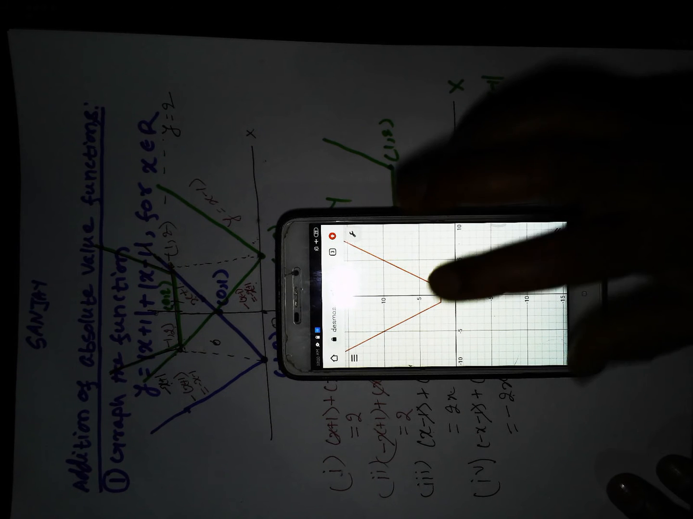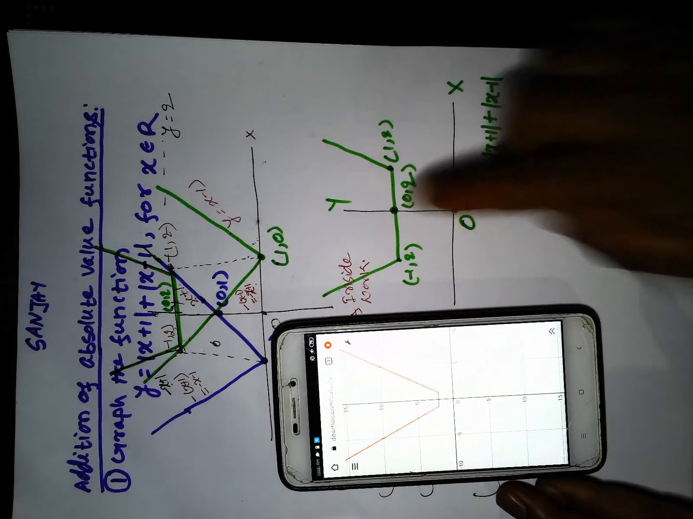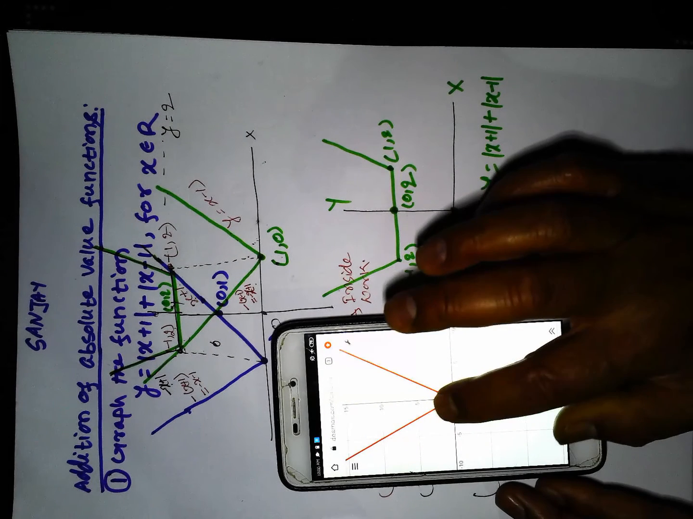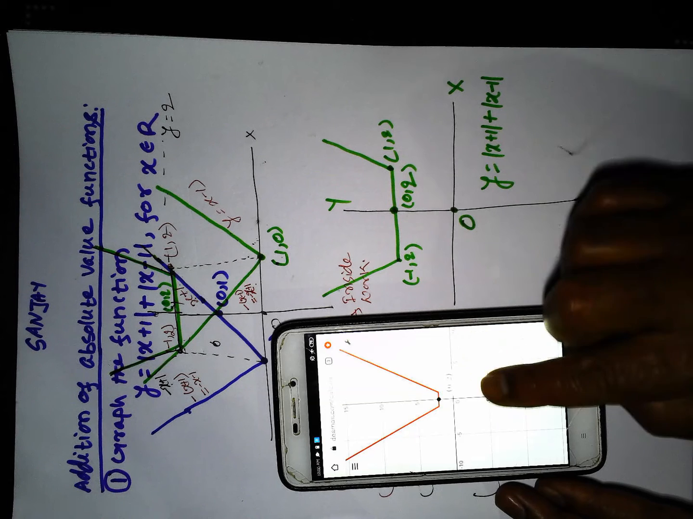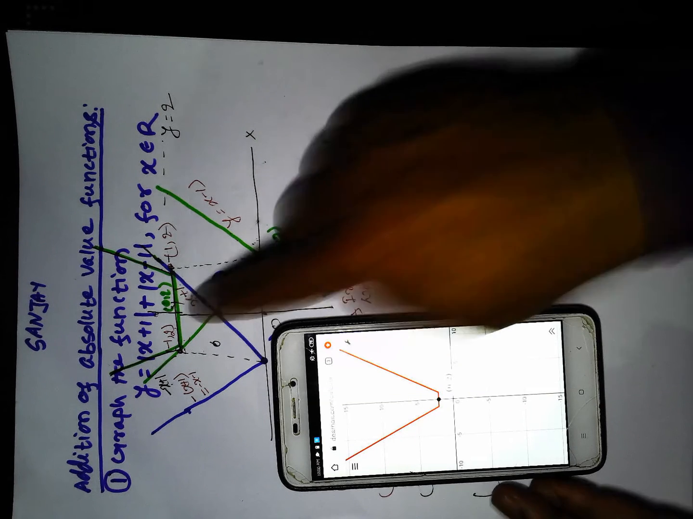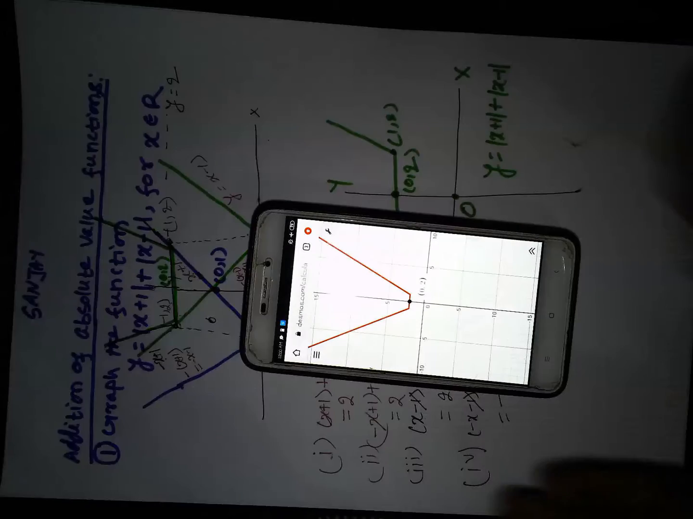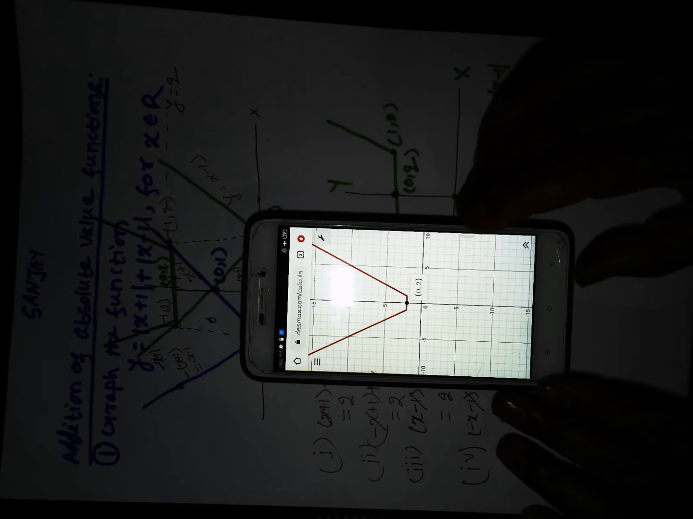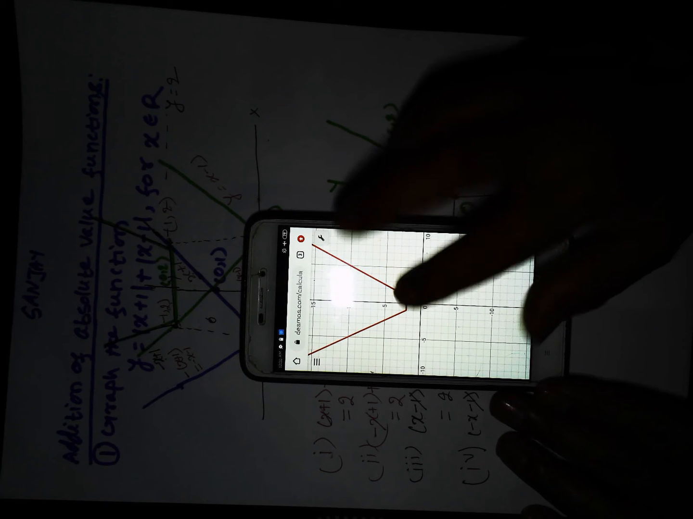So here you can see, as in our graph here, this point is showing that this is 0 2, and our point is here 0 2. Here also you can see it is 0 2. You can see this nicely. Now we shall check about this corner points also.